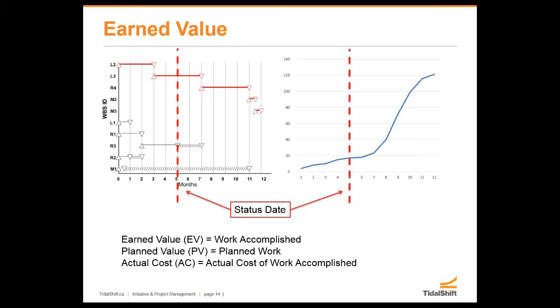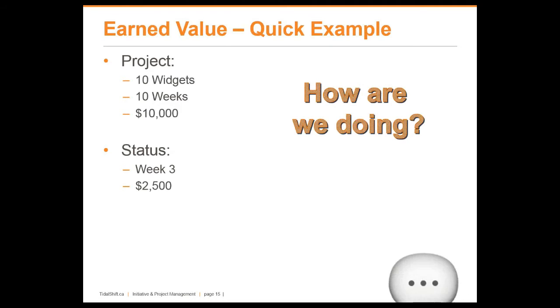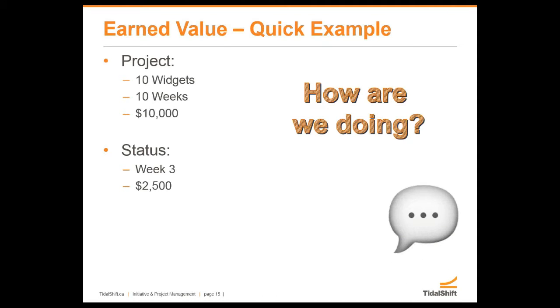So let's take a quick look at a scenario here. Here's our project. 10 widgets, 10 weeks, for a cost of $10,000. So that's our project plan, and we're gonna do a simple linear one just because we're doing this as a quick, simple thought experiment. Our status is we're at week 3, $2,500 is our actual. So my question for you is, how are we doing? So I'm going to get you to just use the question box to answer that.